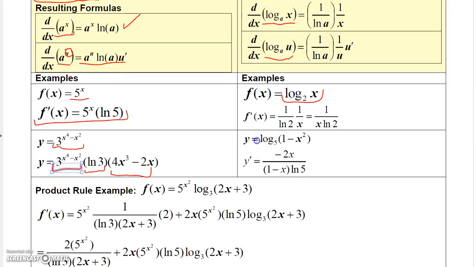But if you have the log of a function of x, like 1 minus x squared with a base, well then you do 1 over the natural log of a, which I would get 1 over natural log of 5, and then times 1 over u, so that would be 1 over, I lost my square there, that should be x squared. So 1 over 1 minus x squared, okay? And then you multiply by the derivative of 1 minus x squared. And what's the derivative of 1 minus x squared? It's minus 2x. So that's where the minus 2x came from. That's the u prime, okay?